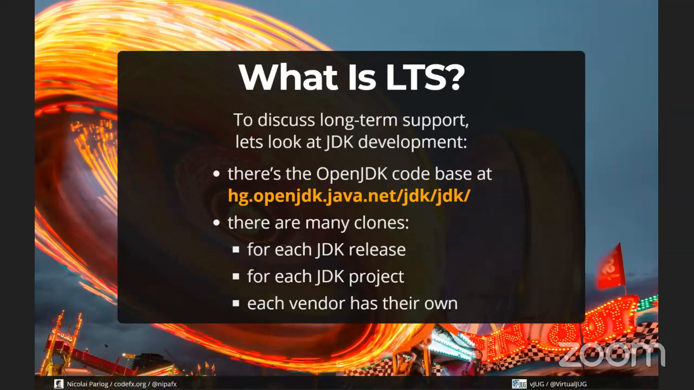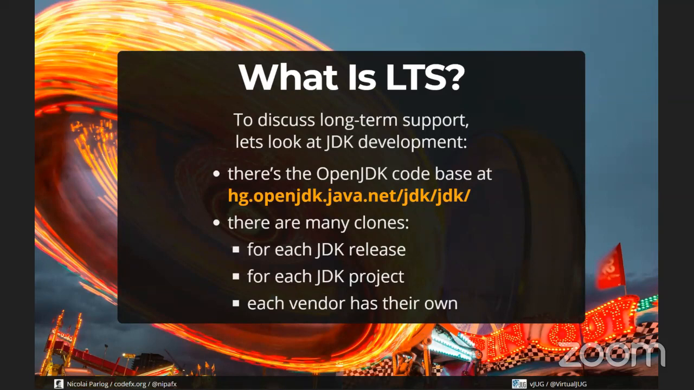Now, let's come to long-term support. We've danced around the topic for a while now. What does long-term support mean? And to understand that, we have to discuss roughly how development of the JDK works. So as I said, OpenJDK is basically a project and a code base. And you can download the code there. It's in a Mercurial repository at the moment. Might be Git in the future. You can clone that, and there you go. You now have the entire OpenJDK code on your machine.